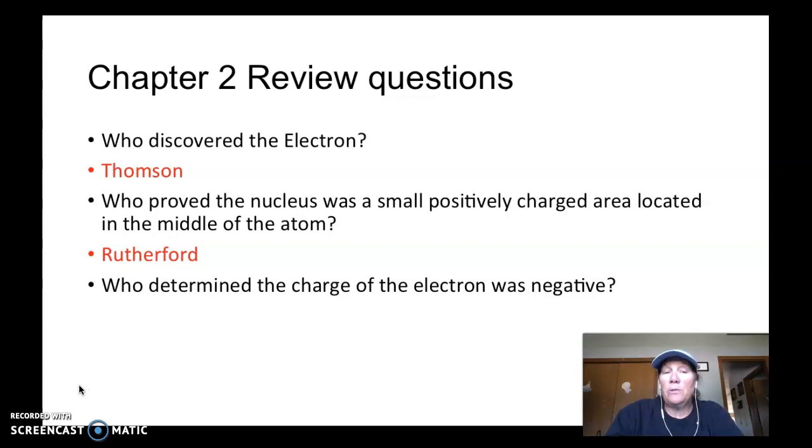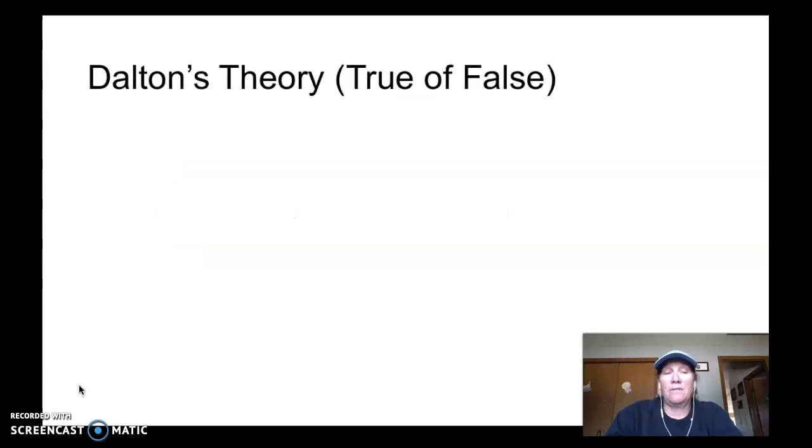Okay, who determined the charge of the electron was negative? Now Thomson said there were charged particles, but Millikan is the one that proved that it was an electron and that it was negative. Then remember, John Dalton was the chemistry guy that put all the ideas together. He didn't discover anything, but he wrote the atomic theory.